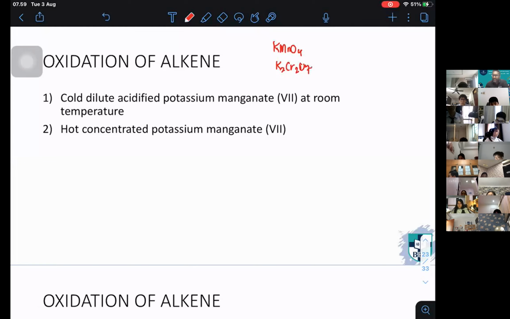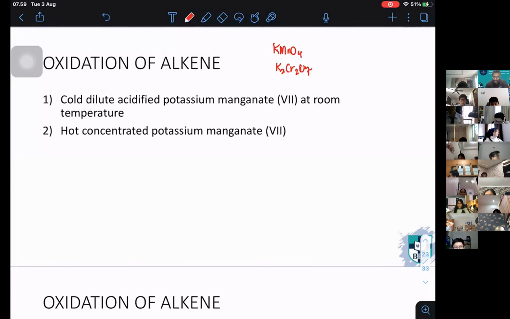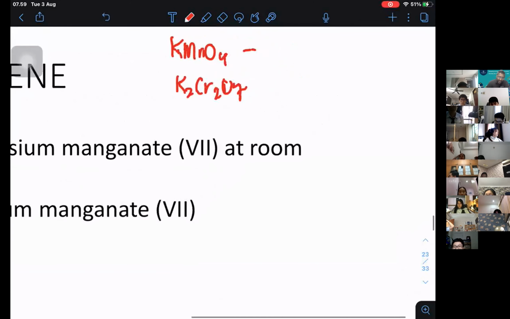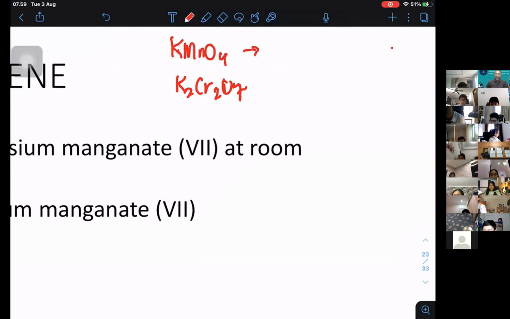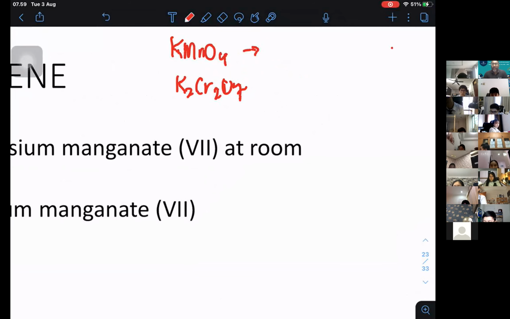So let me check. Jackson, can you tell me what the color change is if there is a positive reaction with potassium manganate? Is it like blue to purple or something? It is purple to colorless. Okay, purple to colorless for potassium manganate.